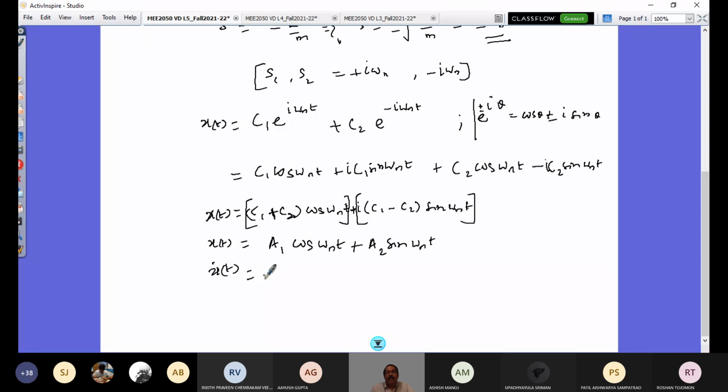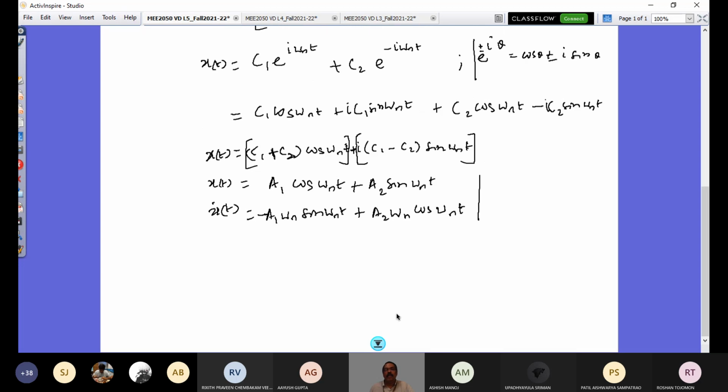It's going to be minus A1 omega n sin omega nt plus A2 omega n cos omega nt. And then, why do I have these two derivatives only? I can also get the third one. I don't do it at the moment because now I can write the initial condition and find out this A1, A2, right? So what is A1, A2? How do I do that?